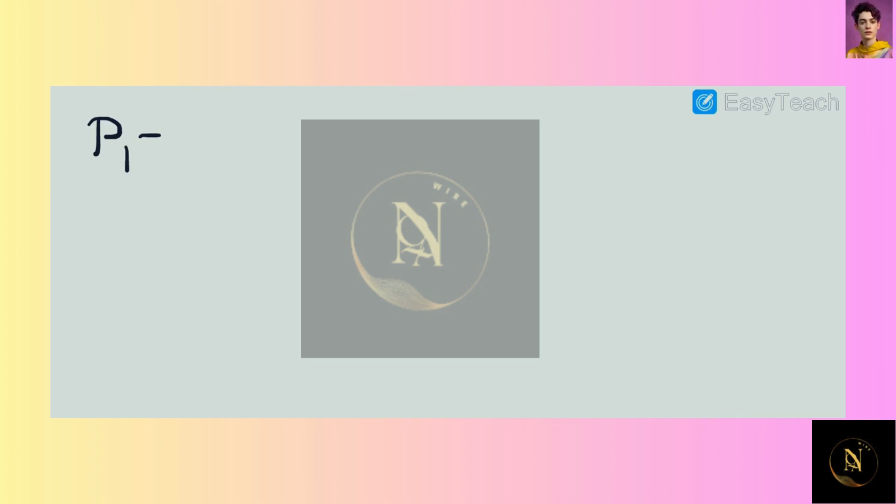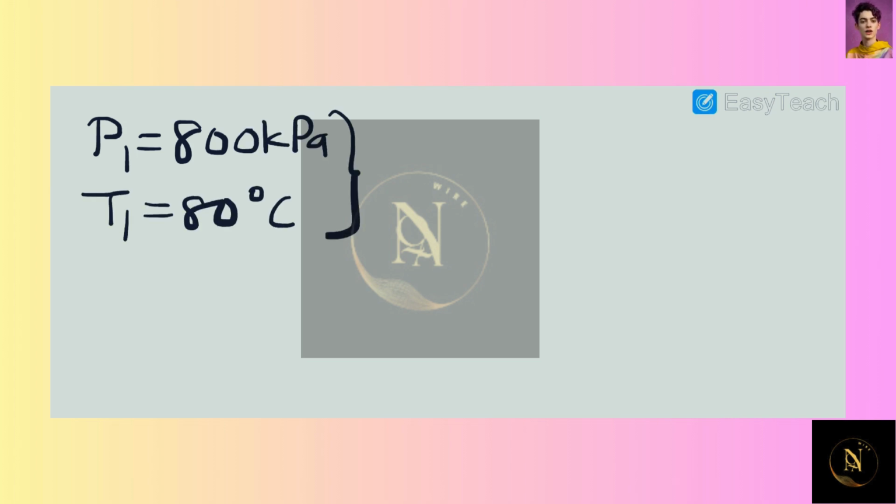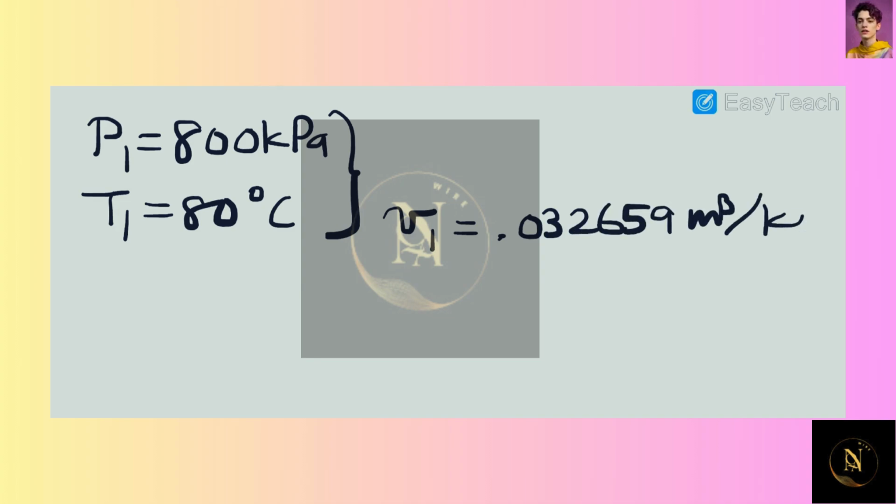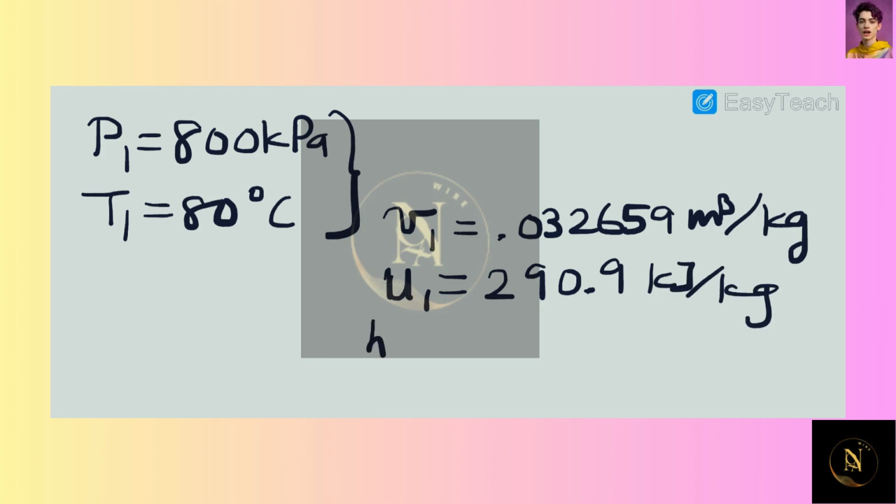So, for an initial pressure equal to 800 kPa and temperature equal to 80 degrees C, we can determine from our thermodynamic tables that our specific volume at 1 is equal to 0.032659 cubic meters per kilogram. Our specific internal energy, U1, is equal to 290.9 kilojoules per kilogram. Our specific enthalpy at 1 is equal to 317 kilojoules per kilogram.